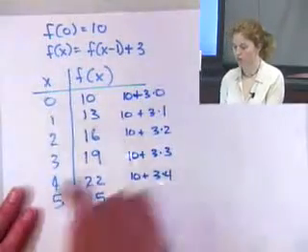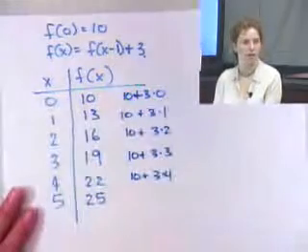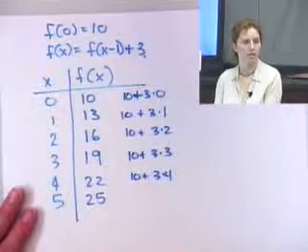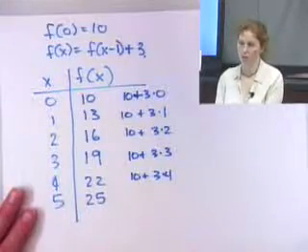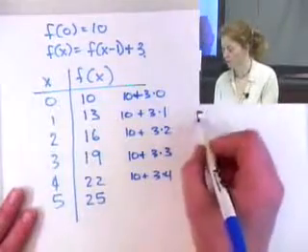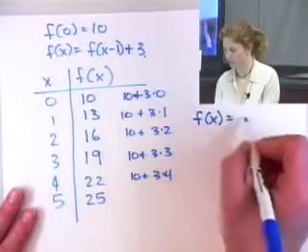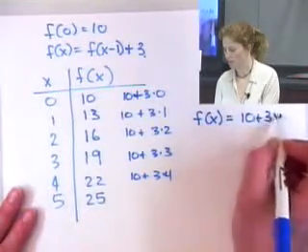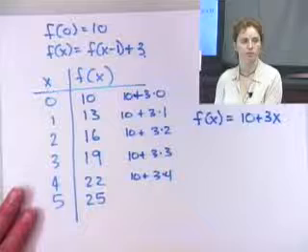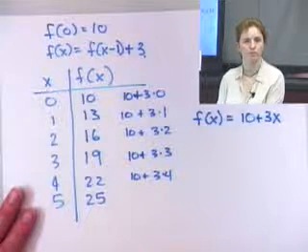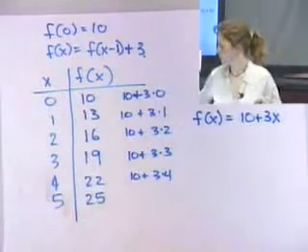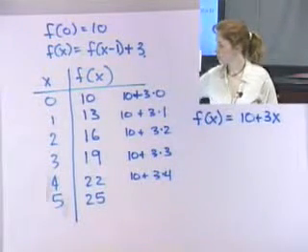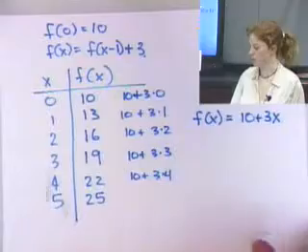So that does look good, and it makes sense because each time we added 3 for all of the x values. Starting with 1, we added 3. So the formula for this one is going to be f of x equals 10 plus 3x. Okay, let's do another example.